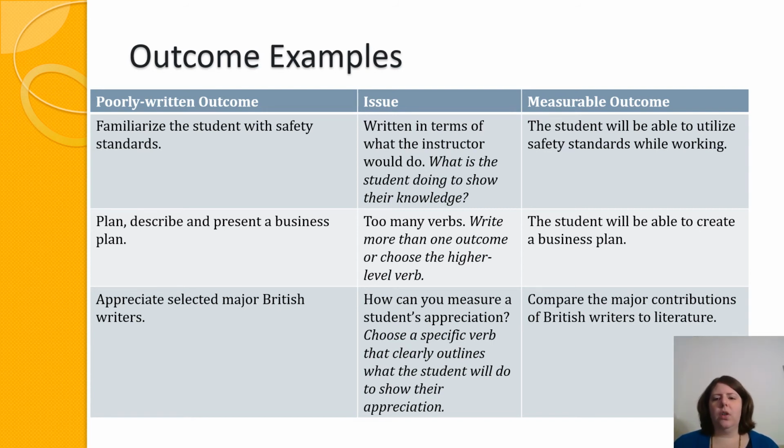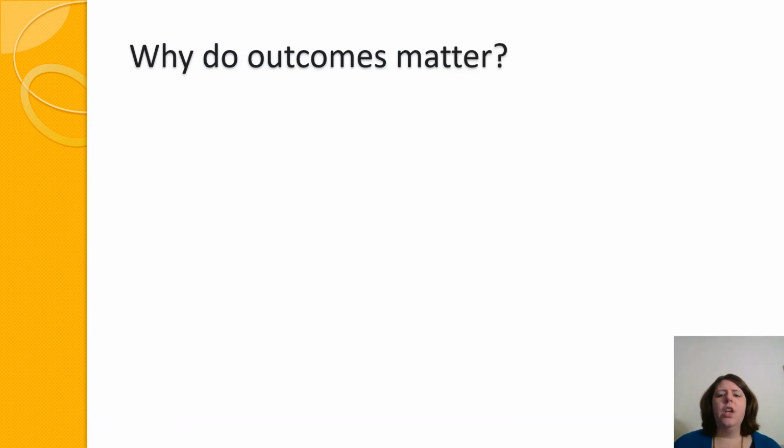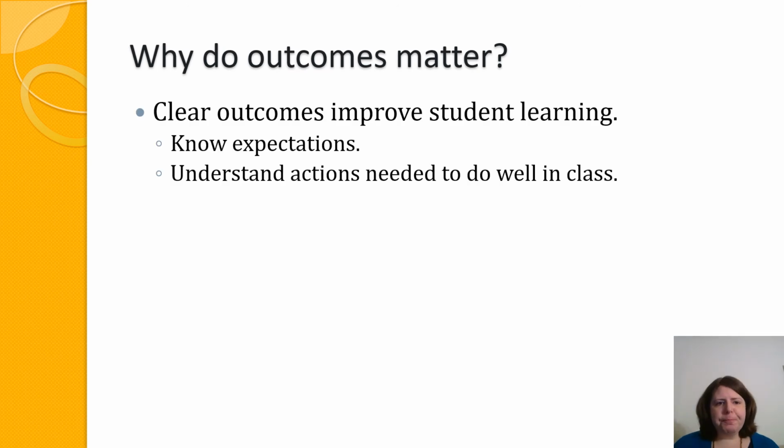So this particular one is a good example of how we could take a slightly unmeasurable word, that appreciate, and turn it into something more measurable. It's very easy for me to then say, oh, well, if the student is appreciating it, they can compare these things. So why do outcomes matter?